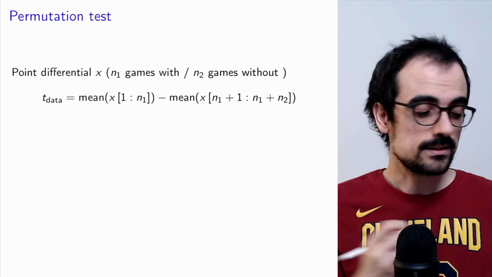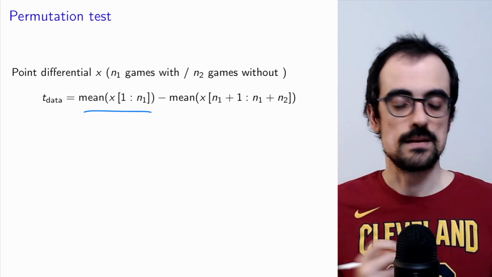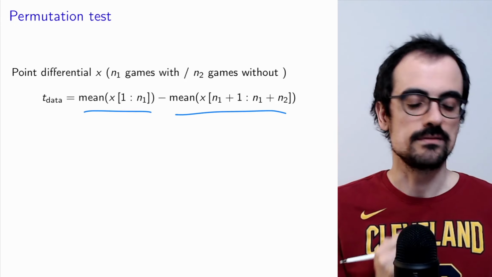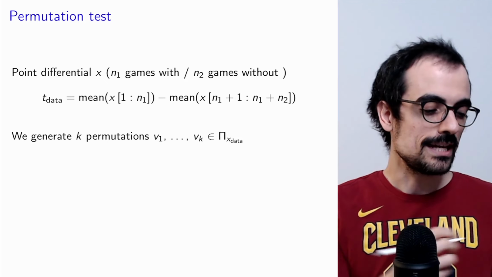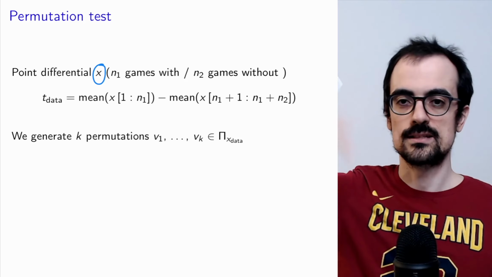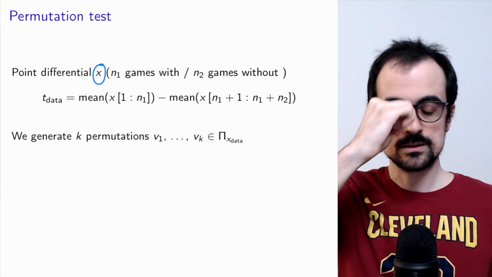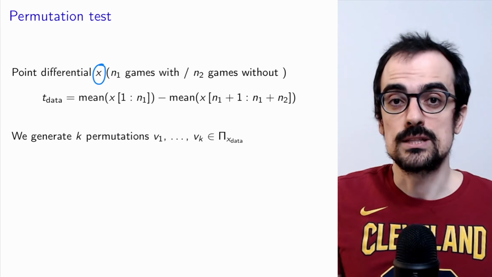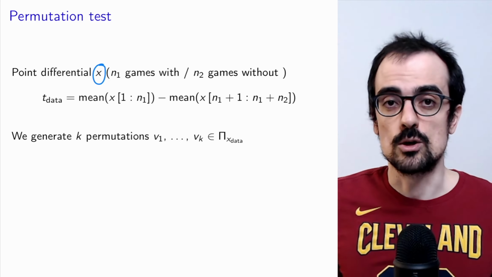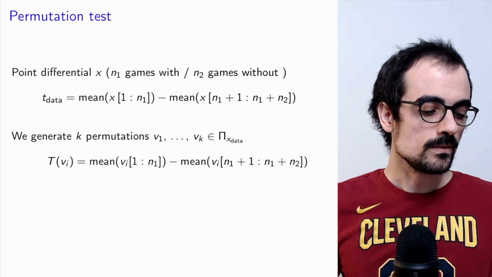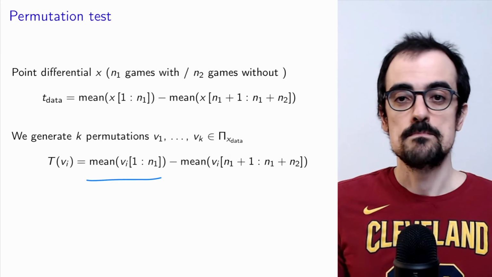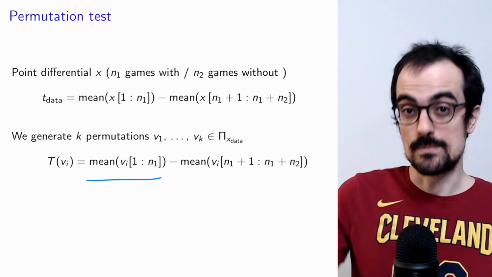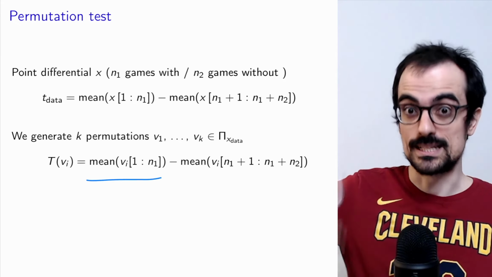We compute the test statistic, which is the mean of the games with the player minus the mean point differential without the player. And then we generate k permutations of this vector, where we're switching the entries. We have to do k permutations because we cannot check all permutations. That would be computationally infeasible. And then for each permutation, we compute the difference between the mean point differential in the first n1 games, remember that they have been switched around, and the remaining n2 games.